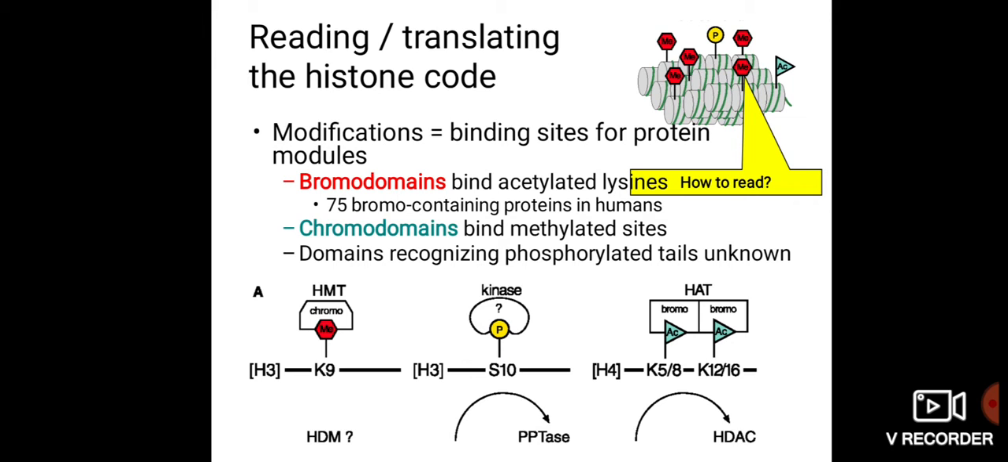Reading and translating this particular histone code is a very important process, which is done by both bromodomain and chromodomain binding protein molecules. There are about 75 bromodomain proteins in humans, and chromodomain proteins recognize these modified histones also, and they help in the process of understanding, which means they help the DNA to get transcribed, or stop the transcription also.